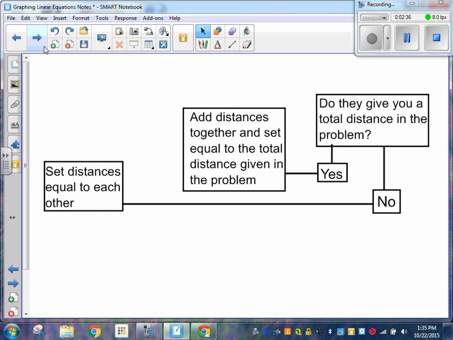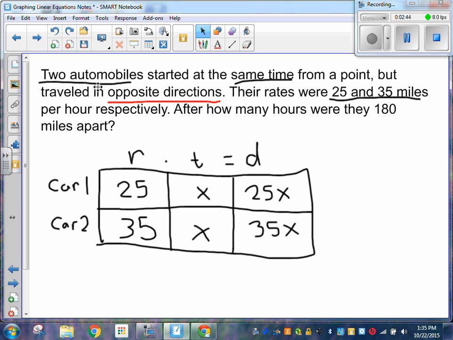And guys, let me be honest with you, you could always just use this flow chart. Do they give you a total distance in the problem, yes or no? Let's go back. After how many hours? They were 180 miles apart. That is a total distance. So yes, they give the total distance. Doesn't even matter the type of motion. We are going to add those. So let's go ahead and do that.